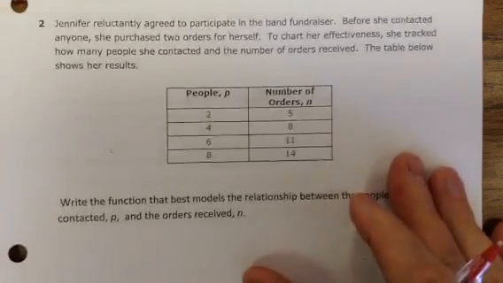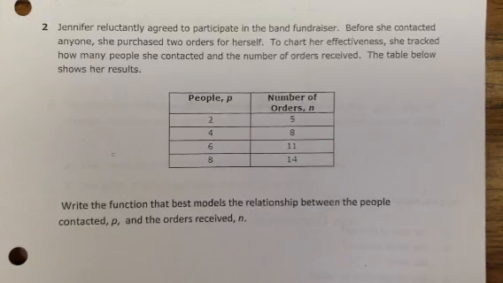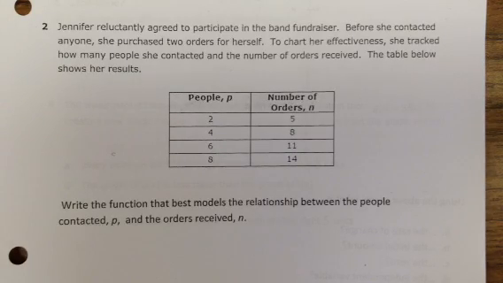Alright, problem number 2. Jennifer reluctantly agreed to participate in the band fundraiser. Before she contacted anyone, she purchased 2 orders for herself. To chart her effectiveness, she tracked how many people she contacted and the number of orders received. The table below shows her results. Write the function that best models the relationship between the people contacted, P, and the orders received, N.